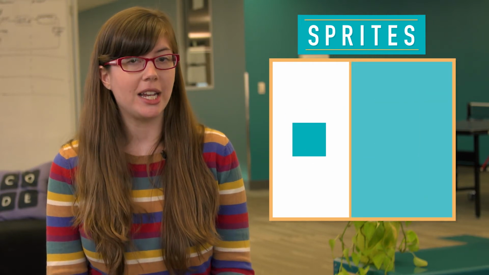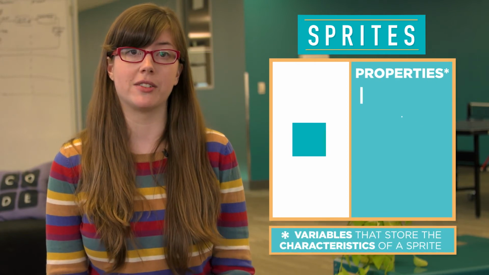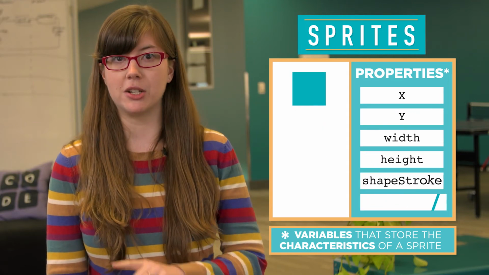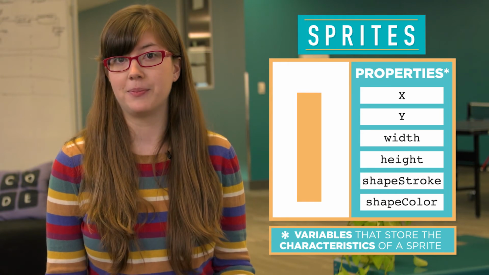When you make a sprite, it comes with properties, which are variables that store the characteristics of a sprite. Properties describe things like where the sprite's located on the screen, what it looks like, and what color it is.